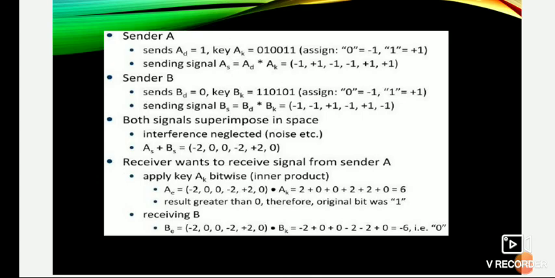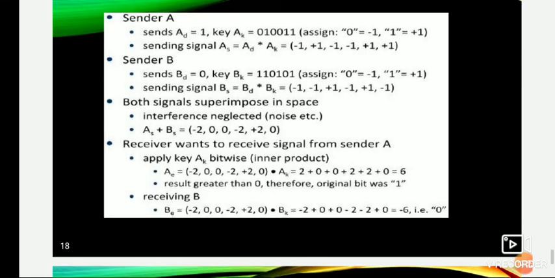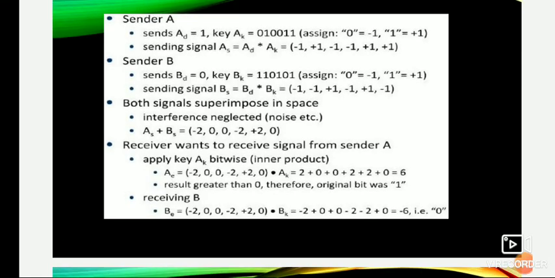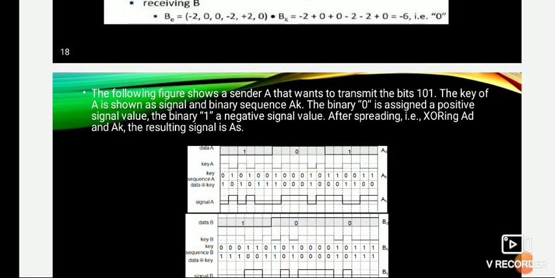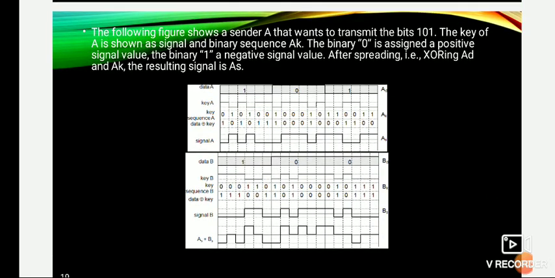At the receiving end B, BE is equal to, similarly, minus 2 0 0 minus 2 plus 2 0 into BK, that is, the key of sender B is multiplied with this. So, we get minus 2 plus 0 minus 2 plus 0 and so on, giving the answer minus 6. That is, the value is 0, the transmitted value is 0. That is given in the figure here.